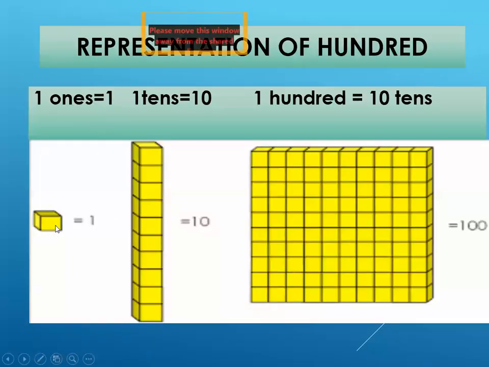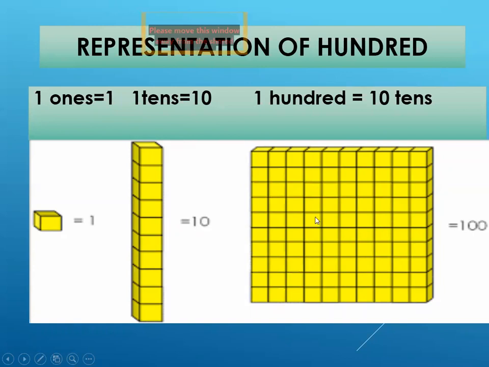This is the small unit block. This small unit block shows a unit block. This is only one unit block. So one unit means one ones, and one ones is equal to one. This is the group of 10 blocks. A group of 10 blocks is made with 10 blocks. So this is the tens block, and the tens block means 10 because it is made with 10 blocks.